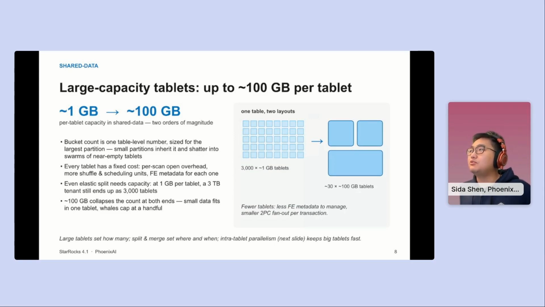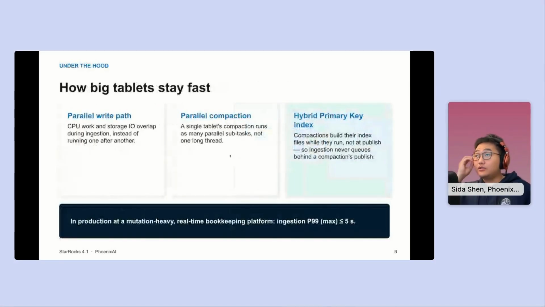So now we support tablets up to 100 gigabytes per tablet. So it's much more efficient in a lot of use cases, especially with data skew, when you cannot really do range bucketing. And to make those big tablets work, there is more work underneath that was done.